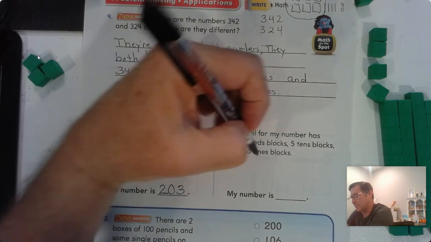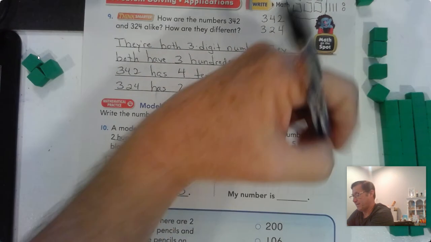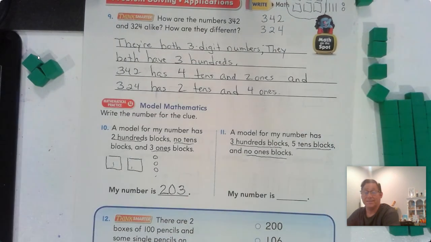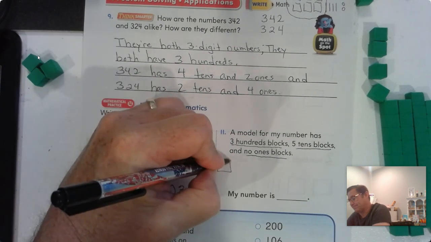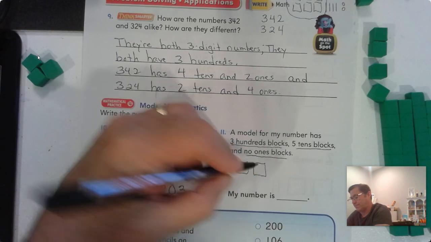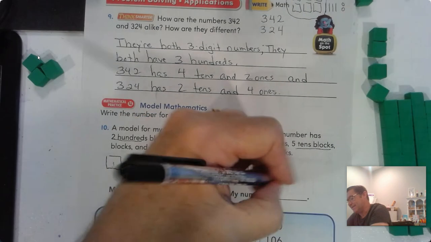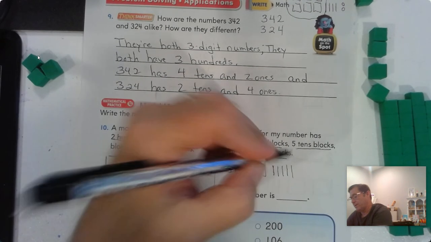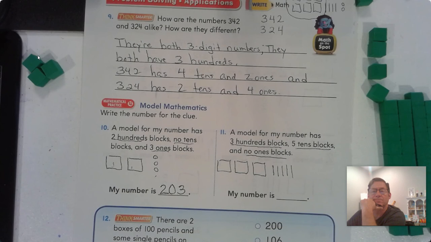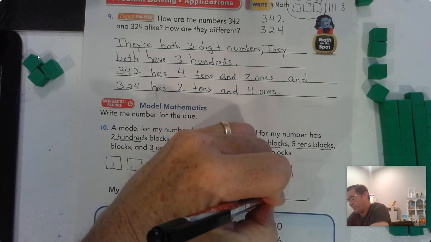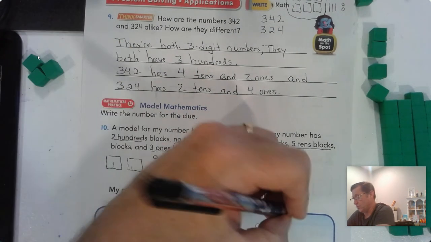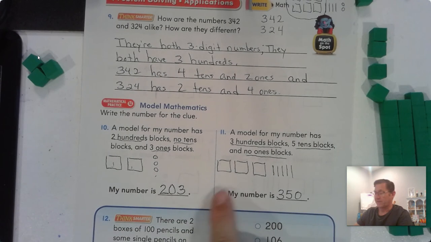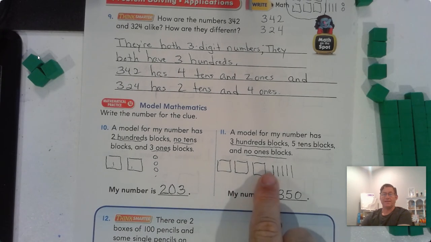All right, so 11. A model for my number has 300s, 5 tens, and no ones. All right, let's see if we can draw a picture for that. There's 300s, 5 tens, and 0 ones. And that's what we would say, right? We'd say 300, 10, 20, 30, 40, 50. 350.